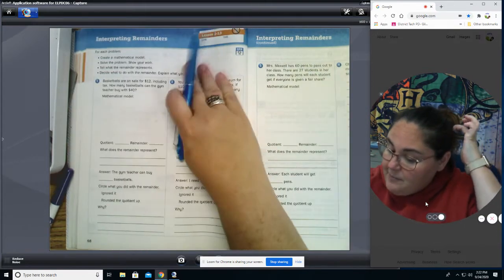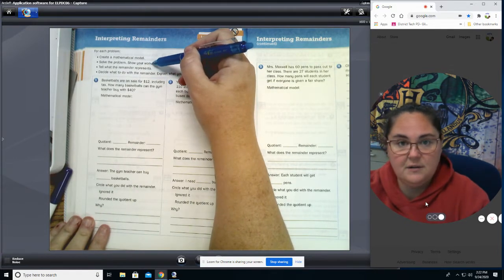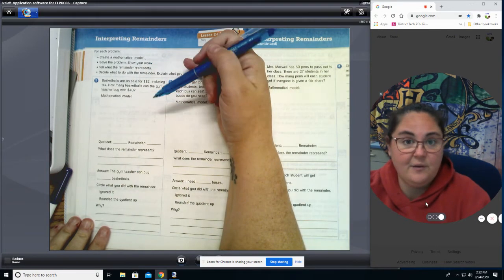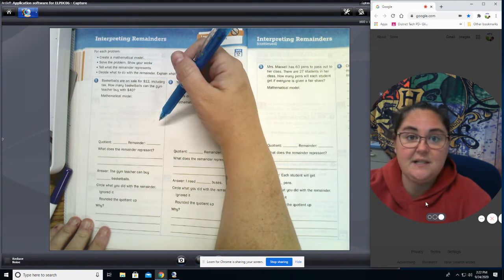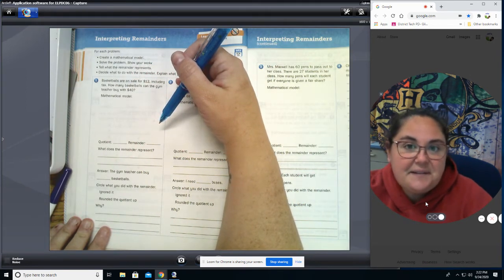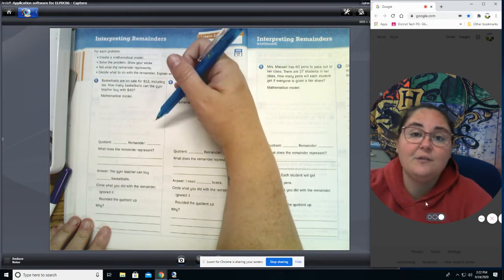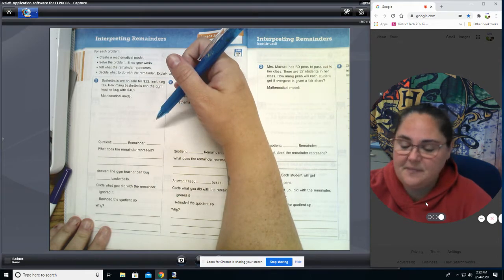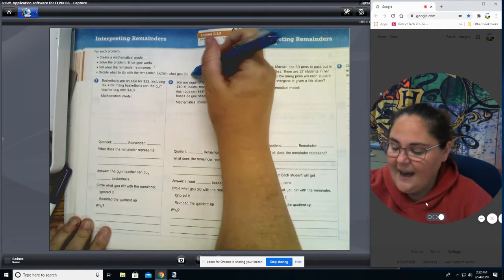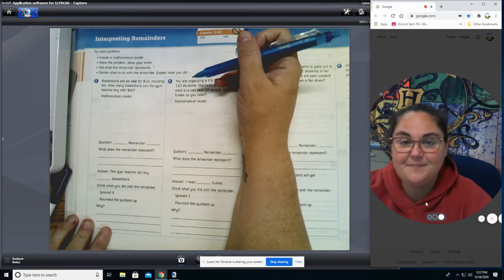So for each problem, it says create a mathematical model, solve the problem and show your work. Now, you're not in the building with me. You're watching this on a video, which means it is very difficult for me to see your work. That doesn't mean you don't gotta show it. You still need to do your work on your own because it's gonna help you. Tell what the remainder represents, and then decide what to do with the remainder and explain what you did.